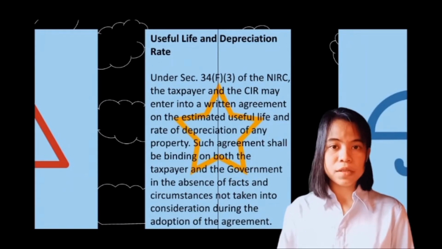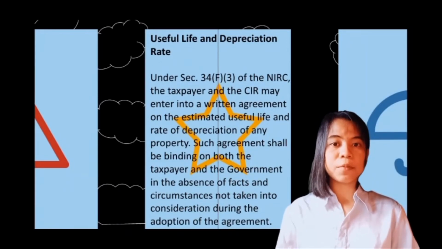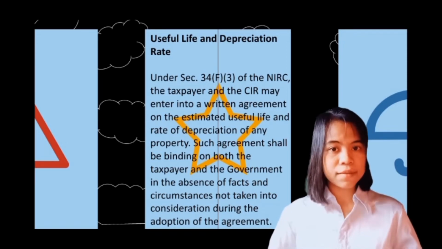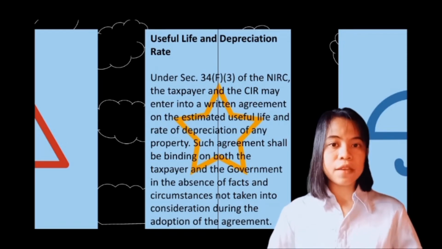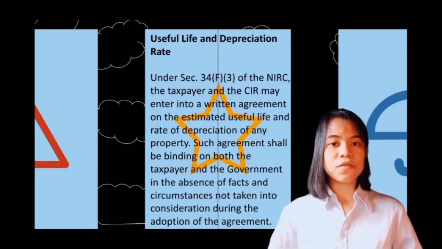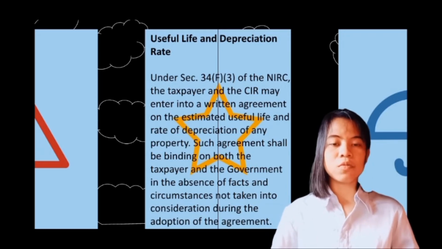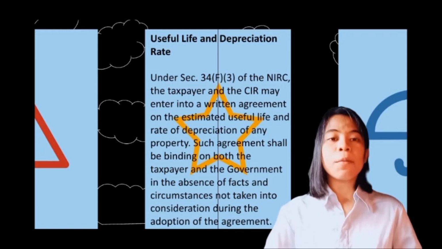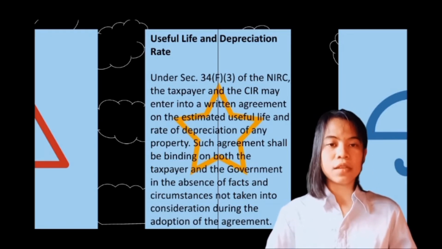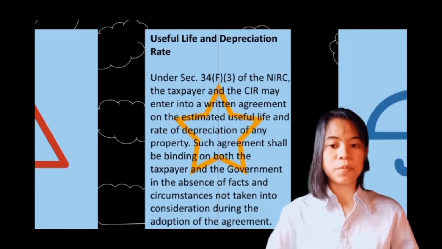Useful life and depreciation rate. The useful life of the property is the length of time it is expected to be serviceable or its legal life if applicable, whichever is lower. Under Section 34 of the National Internal Revenue Code, the taxpayer and the Commissioner of Internal Revenue may enter into a written agreement on the estimated useful life and rate of depreciation of any property.